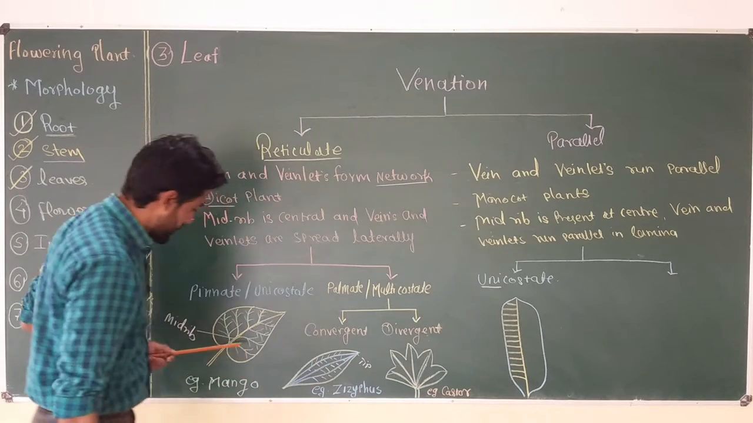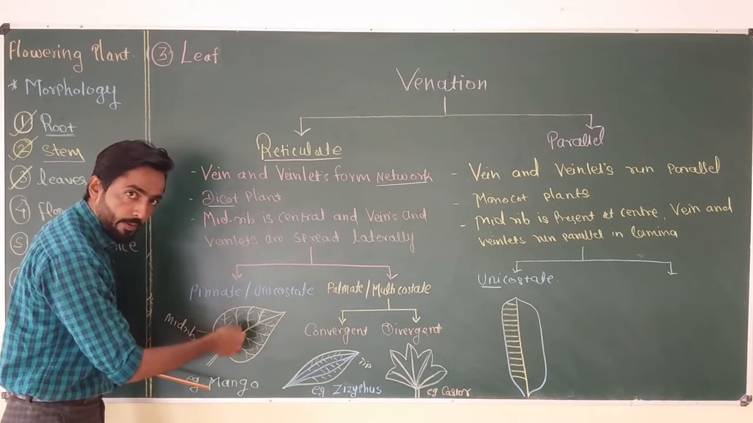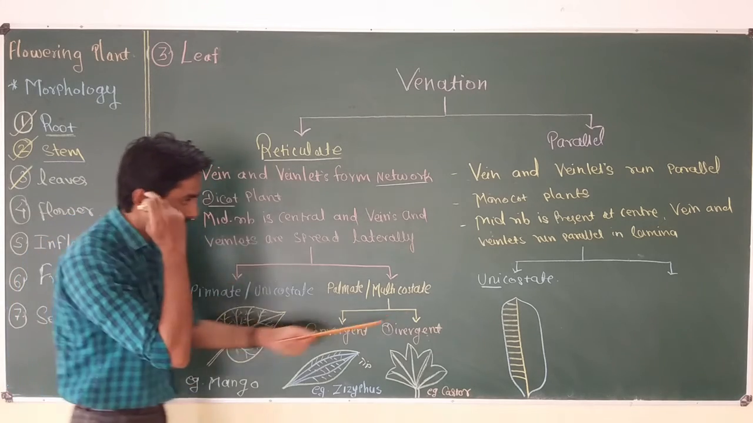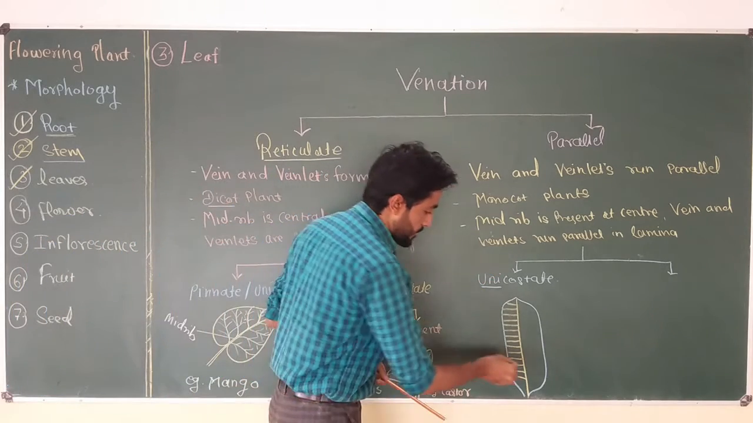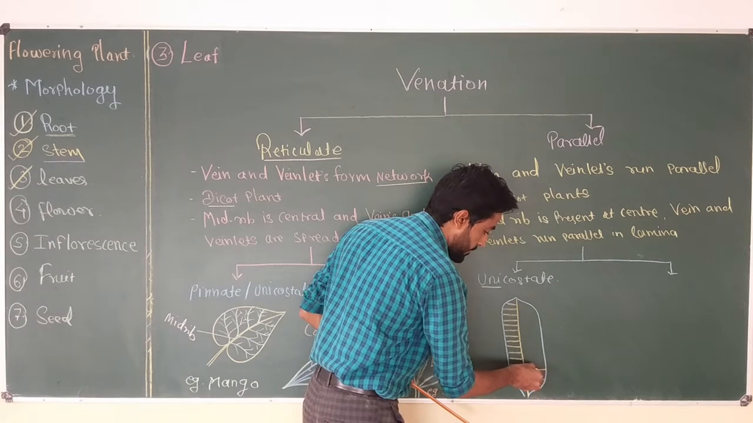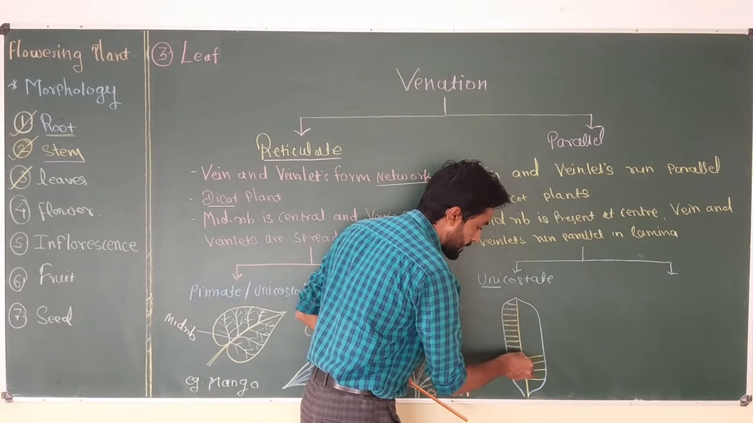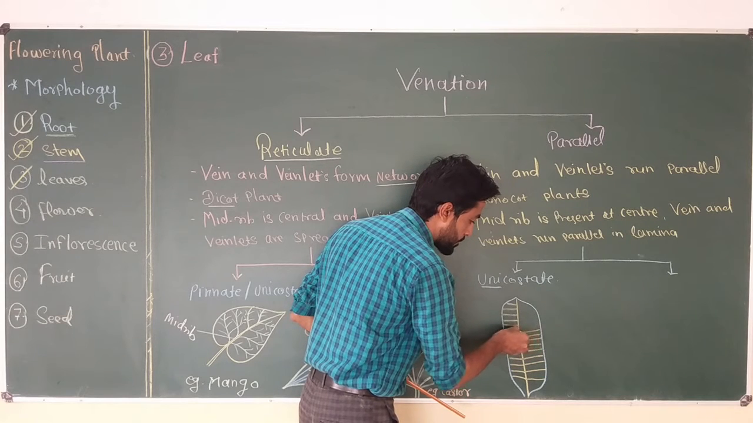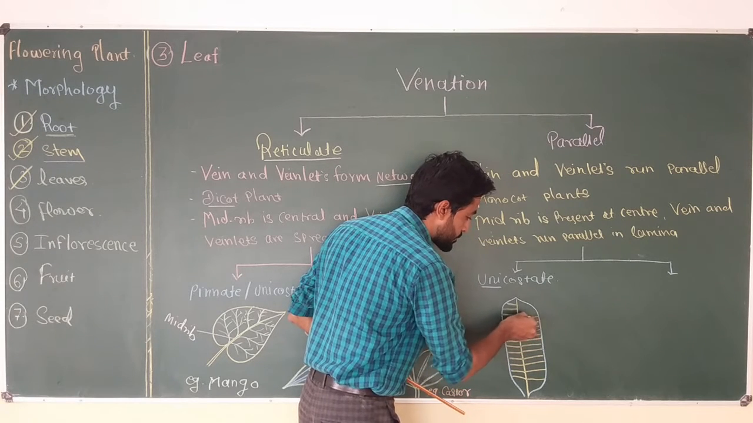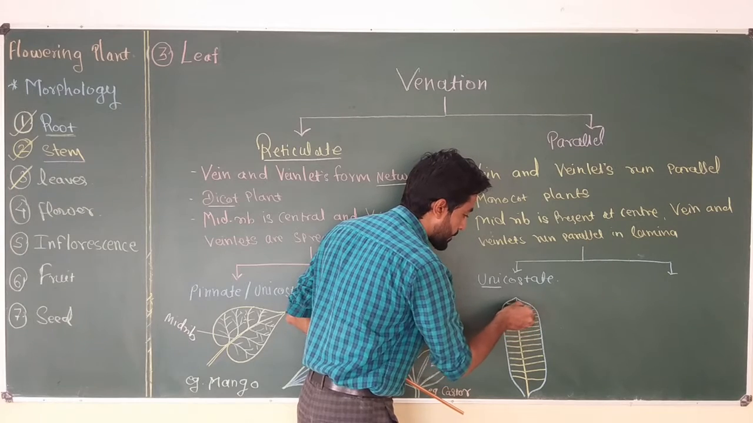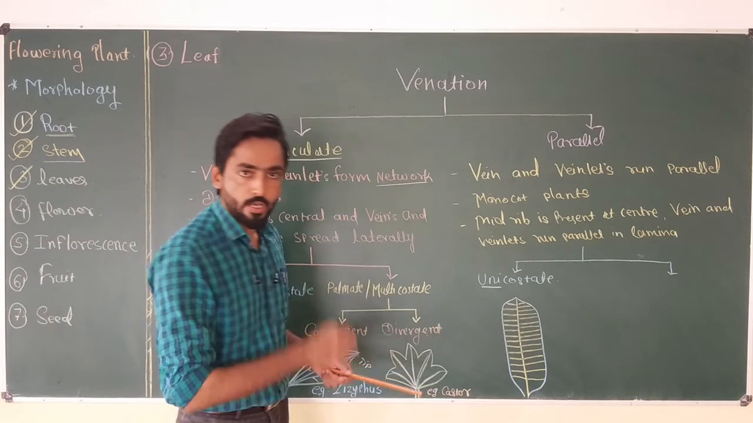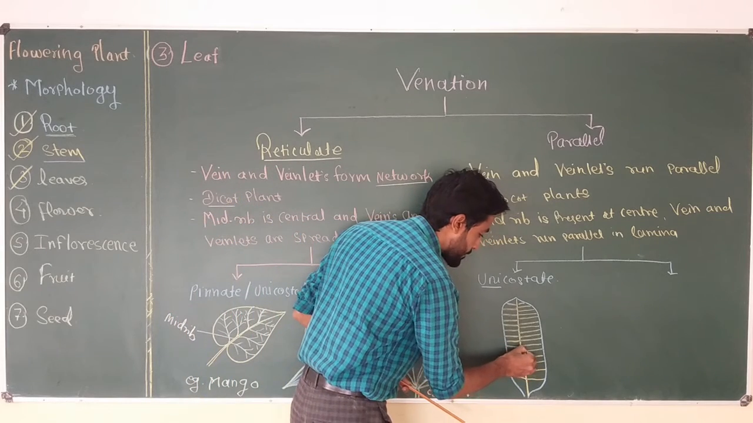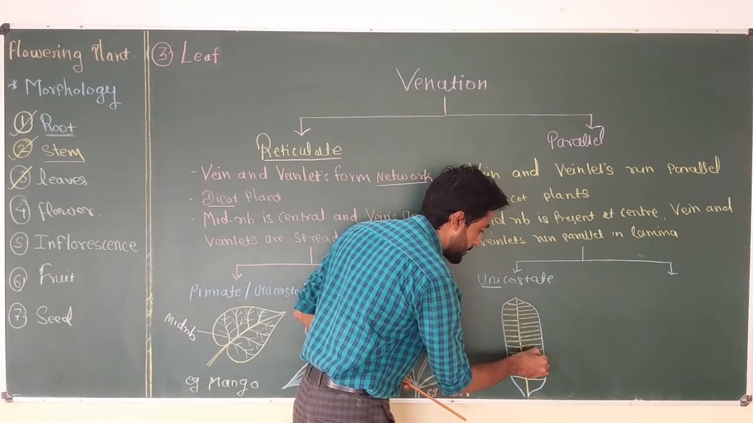Here you can find the branches do not run parallel and they form a network inside the lamina. But in this case, in unicostate, branches of first order arise from the midrib and then they run parallel to one another. Now you can also draw branches of second order or veinlets, but they also run parallel.